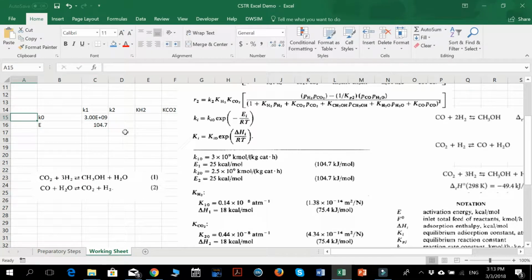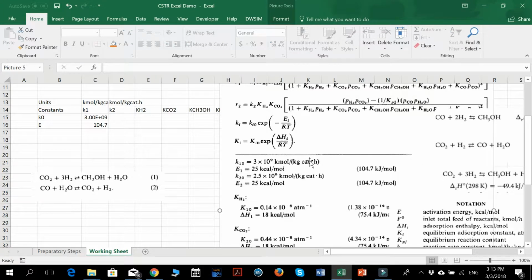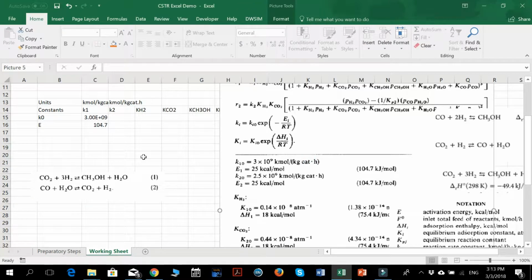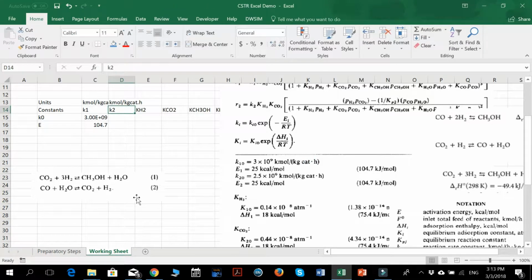So I'm just going to say this is the kmol per kg cat per hour. Or let me put the units here. Constants and units. I'll just put it on top. Kmol per kg cat per hour. I just use a dot to represent this dot here, which is just a multiplication. Okay, so let's continue. 2.5 E9, 104.7.